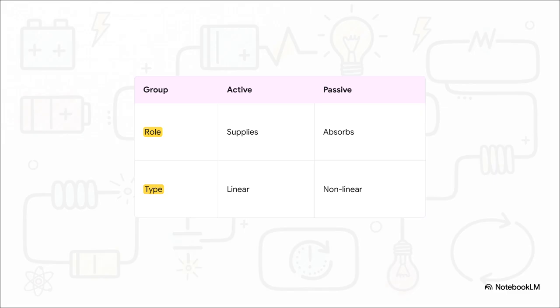Active elements, think of a battery or voltage source, actually supply energy to the circuit. Passive elements, like resistors or capacitors, don't supply energy at all, they just absorb or dissipate it. We also categorize them as linear versus nonlinear. A linear element behaves predictably in a straight line, completely satisfying Ohm's law. But a nonlinear element, like a diode, changes its behavior depending on the conditions. Filing components into these clear-cut categories dramatically reduces your cognitive load when you're staring down a really complex schematic.